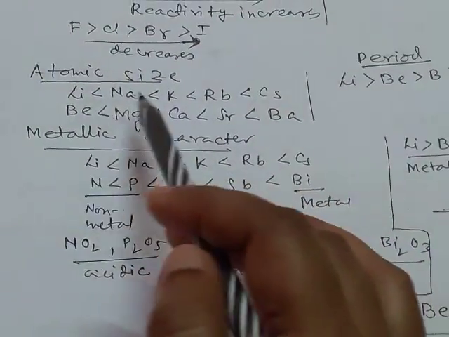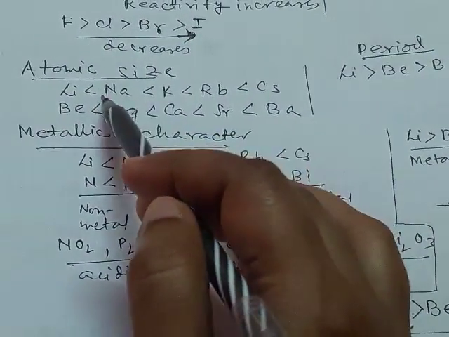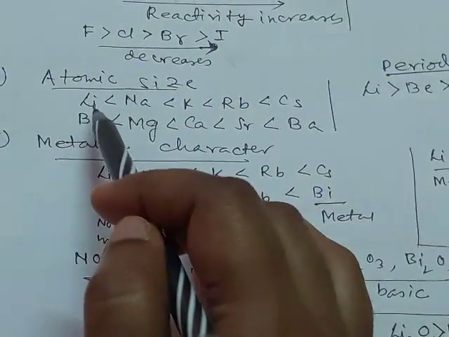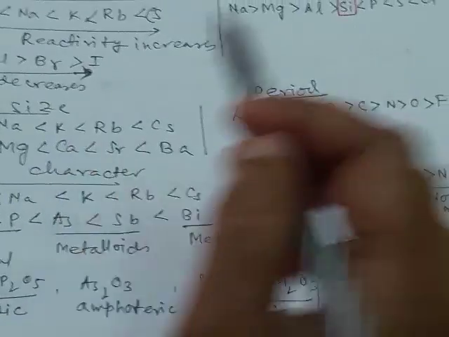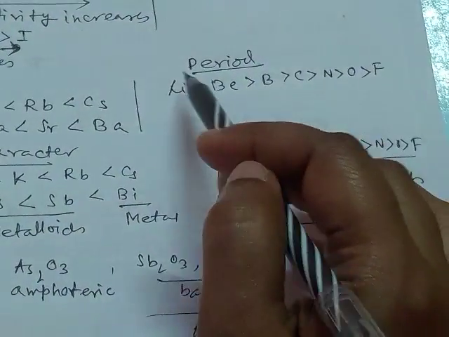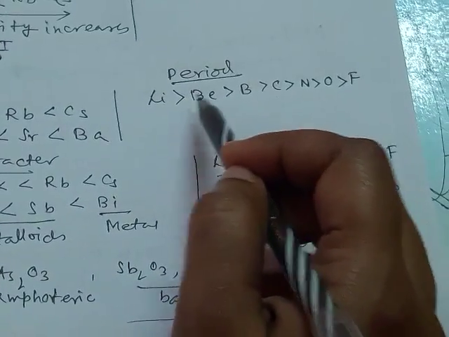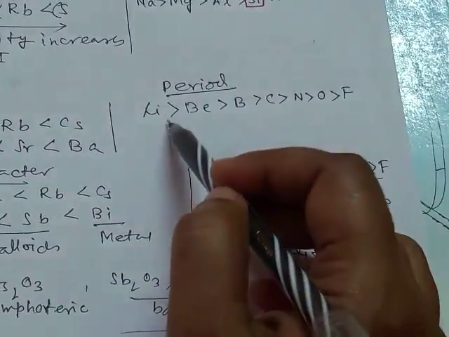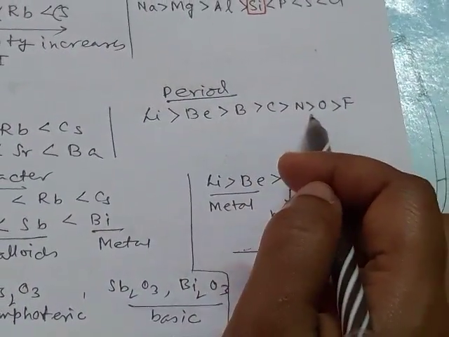Now atomic size. If we move down a group, atomic size increases because one by one shells are added. For lithium there are 2 shells, for sodium 3 shells, potassium 4 shells, so atomic size increases gradually. Whereas for a period, if we move from left to right, the number of shells remains the same, but the atomic number, that is the number of protons in the nucleus, increases. So attraction towards the outermost orbital will increase, that will decrease the size. So atomic size decreases along the period.